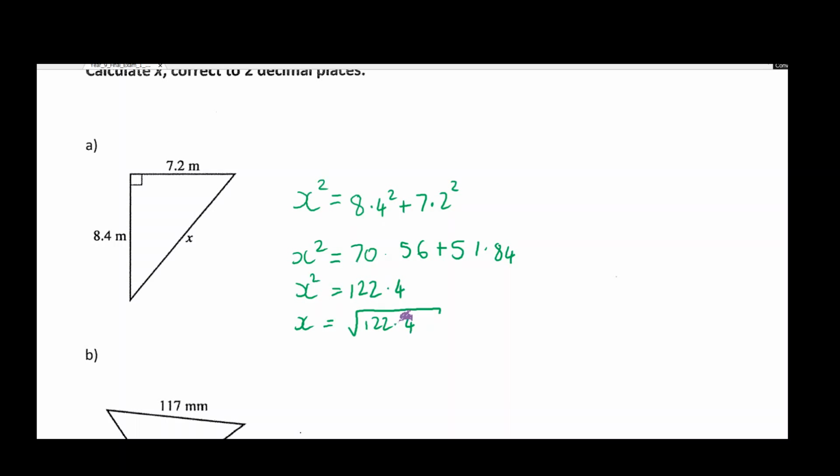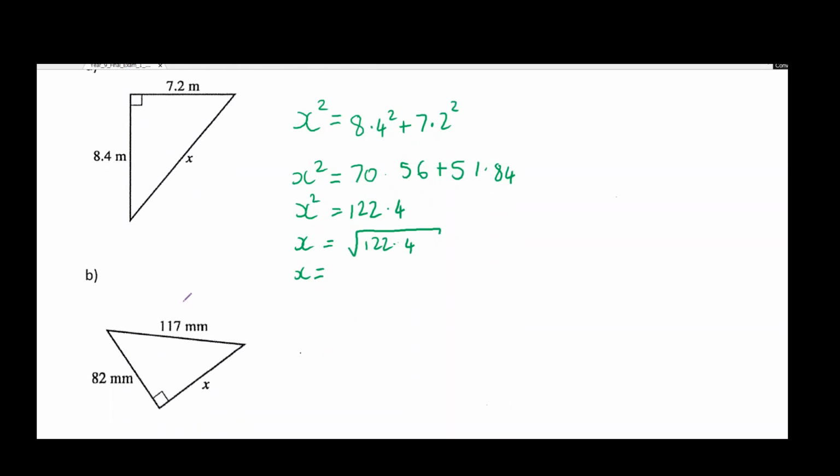X equals the square root of 122.4, which gives me 11.06 meters to 2 decimal places. So X is 11.06 meters.